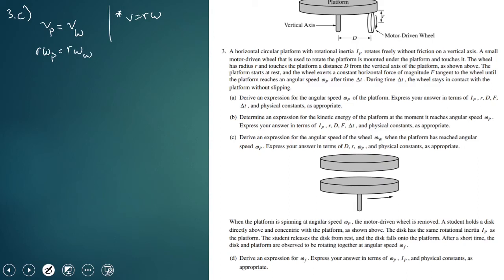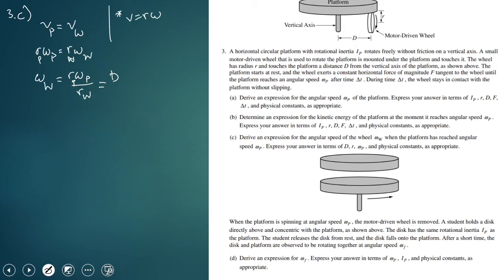And so we're trying to solve for omega sub w. Sorry, I'll change that in the original, I don't want to get confused between w and omega. Omega sub w is equal to R omega sub p over r. So what is the R, the radius of the platform? Well, it's just D. What is omega p? Well, we solved for that earlier to get F D over I sub p, right?